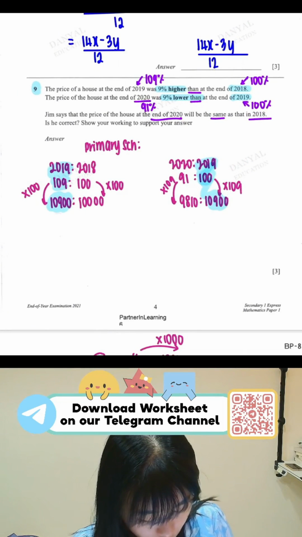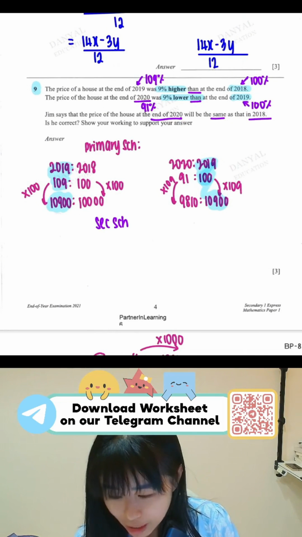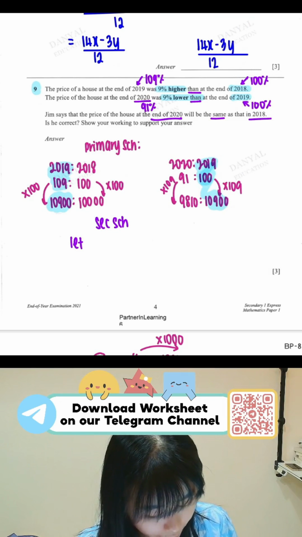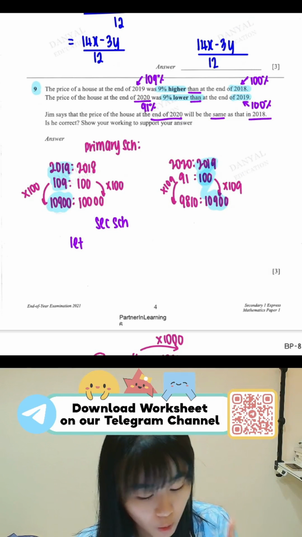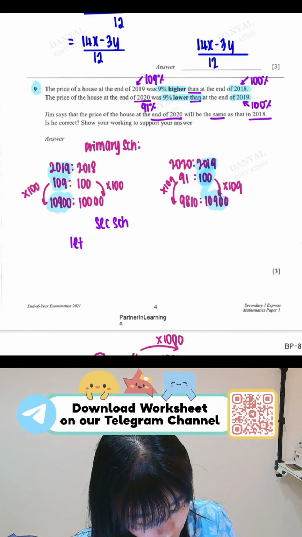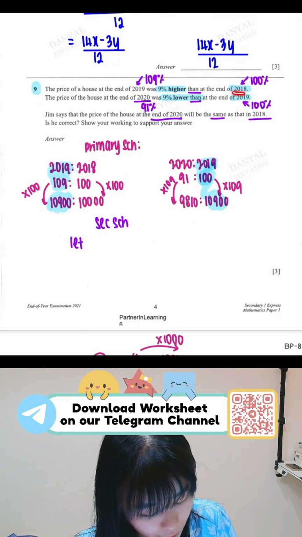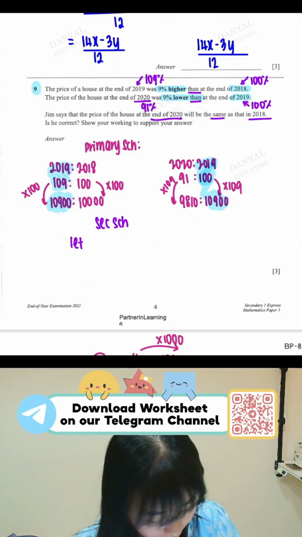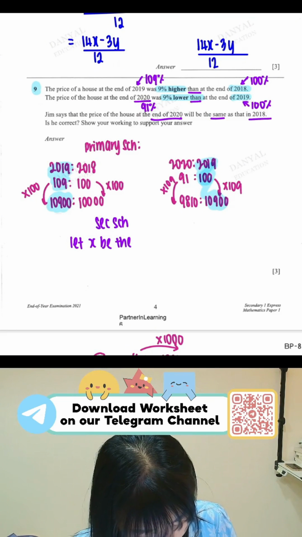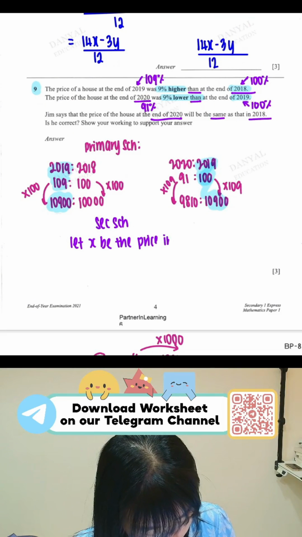But I would suggest for secondary school, to do this type of question, you let something be X. And the one that you let be X, always use the smallest one. So in this case, if you compare, which one is the lowest? 2019 is higher than 2018. 2020 is lower than 2019. Actually, you don't know which one is lowest. It can be this or this. But never mind, it doesn't matter. We can just let one of them be X. So I'm going to let X be the price in 2018, the first sentence.